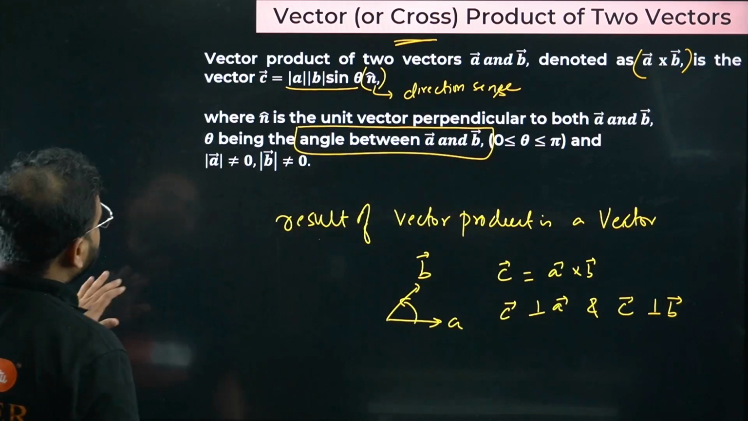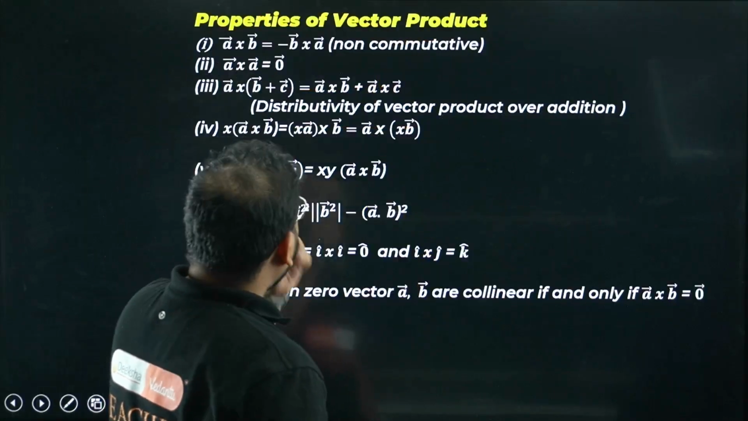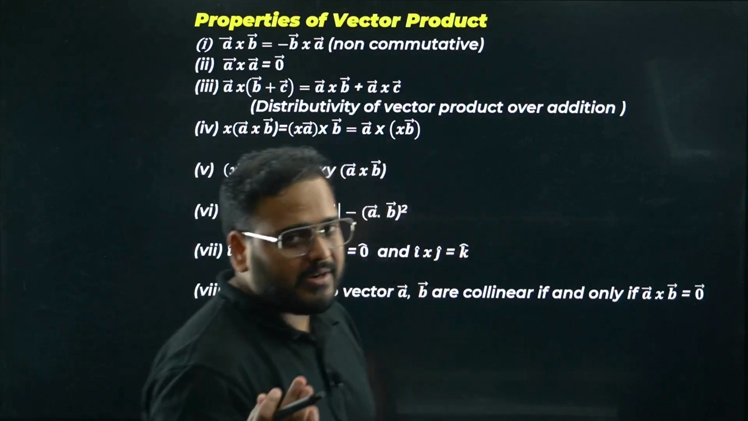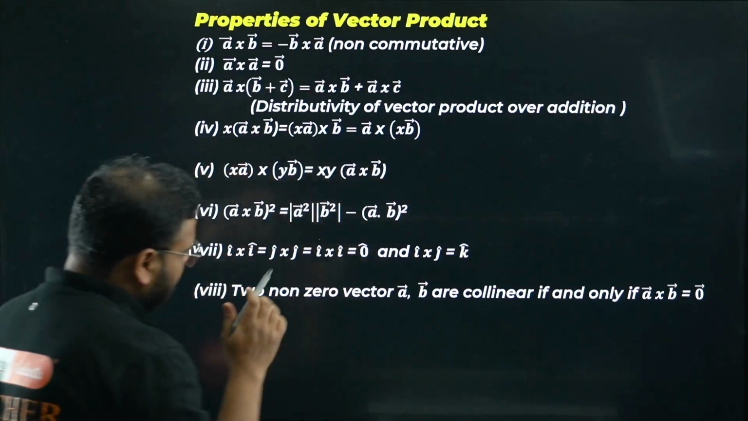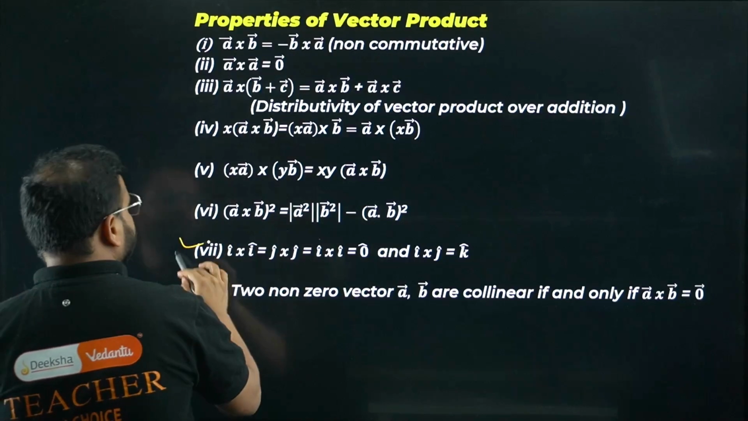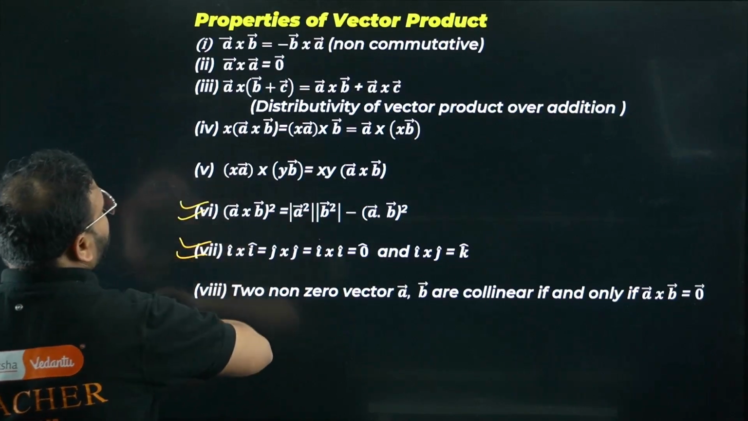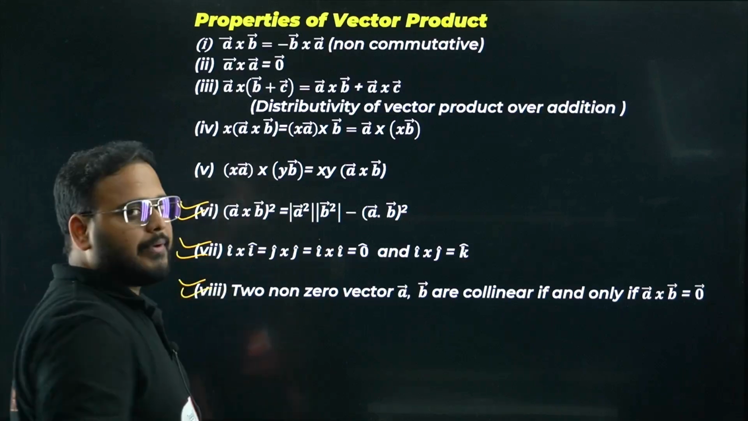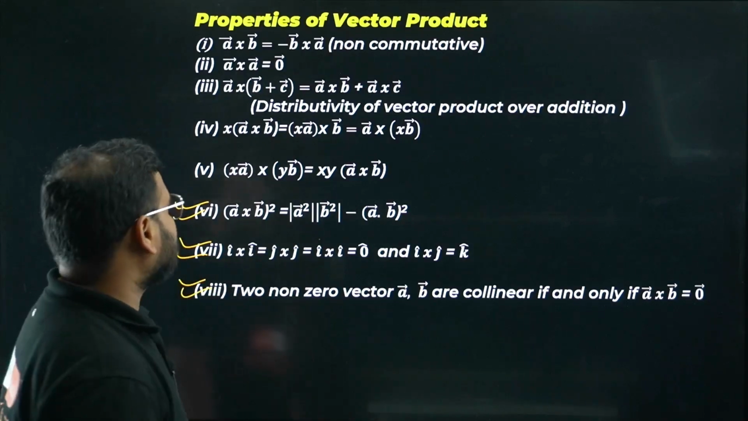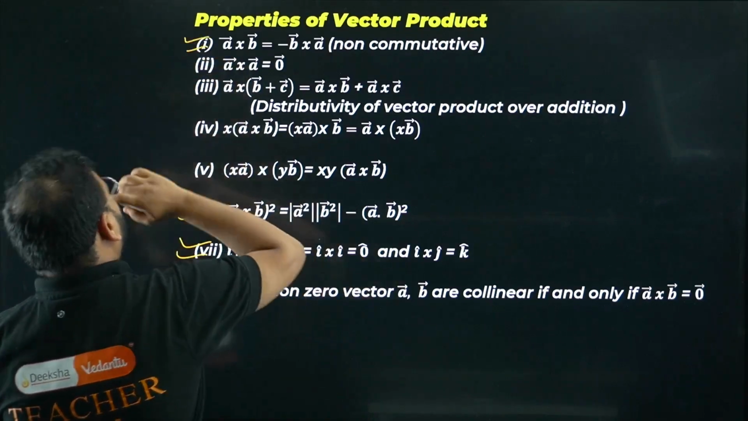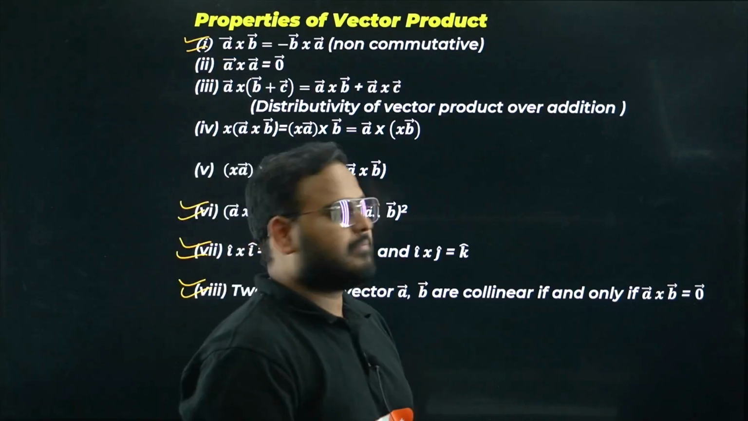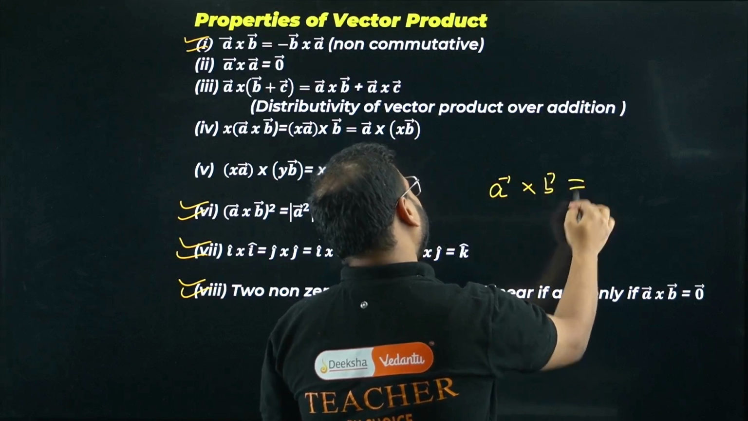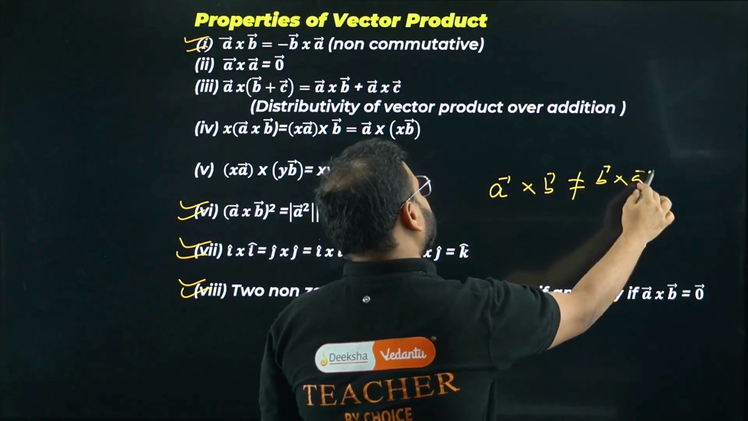Let's move on now. Properties of vector product. We have some properties that we have to remember. A few of them are very, very important because they are used in questions a lot. First, A cross B is not equal to B cross A. Never. A cross B is never equal to B cross A.